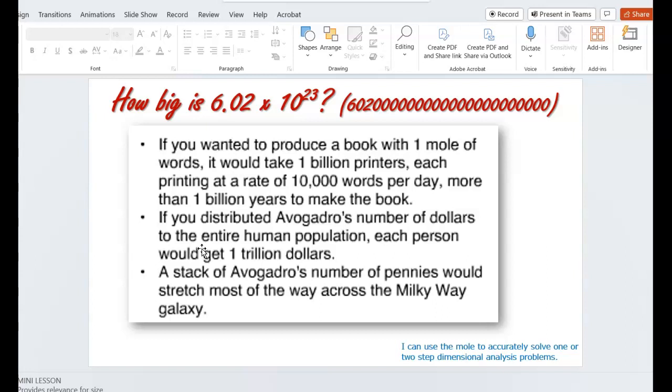If you wanted to produce one book with 1 mole of words, it would take 1 billion printers, each printing at a rate of 10,000 words per day, more than 1 billion years to make that book. Or at the bottom there, a stack of Avogadro's number of pennies would stretch most of the way across the Milky Way galaxy, and so forth. So it's a really big number. If you write it out in scientific notation, you could see all of those zeros up there. So again, we only see it in chemistry.